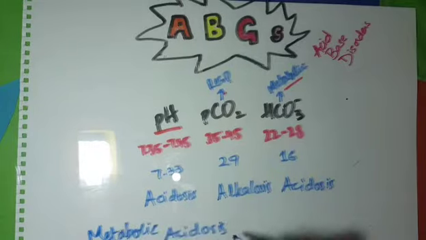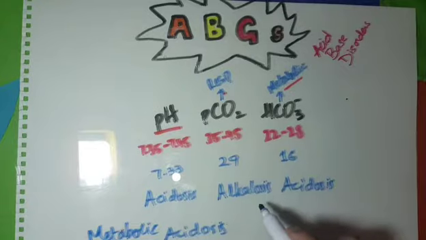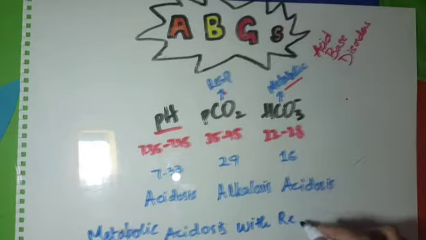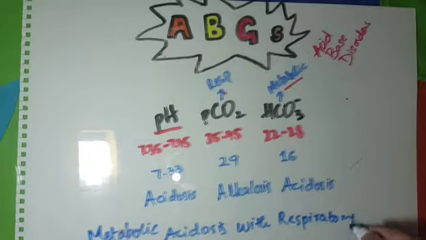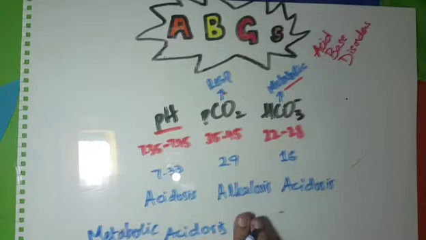And compensation is happening, so it will be metabolic acidosis with respiratory partial compensation. Respiratory compensation is good enough. Or you can write partially compensated metabolic acidosis. Okay. You read well, good. I'll just write partially compensated. It's okay. You can.